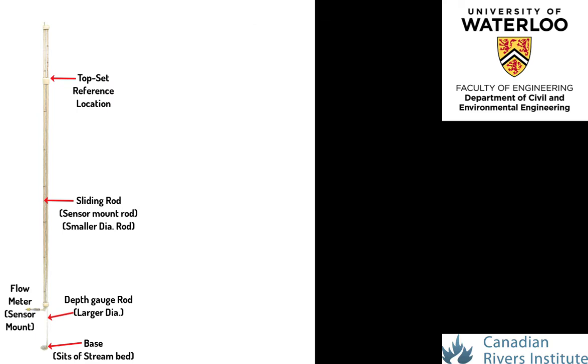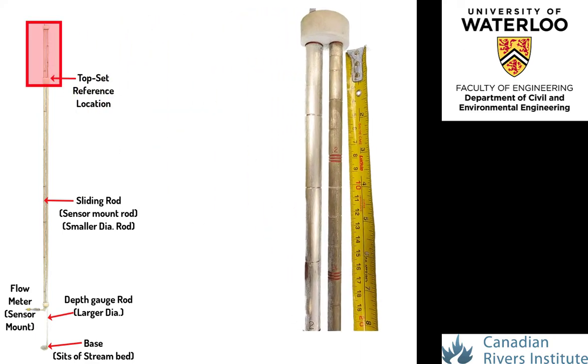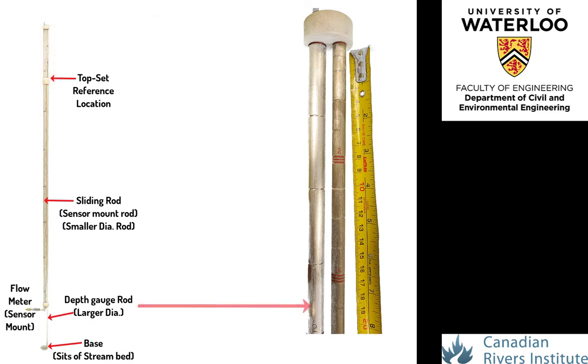Here we will demonstrate the use of the top-set rod. Focusing in on the upper portion of the top-set rod, it is shown that the depth gauge rod is divided up into 5 centimeter intervals, shown here at the second hash mark at 10 centimeters. This is the rod that is used to measure the total flow depth.